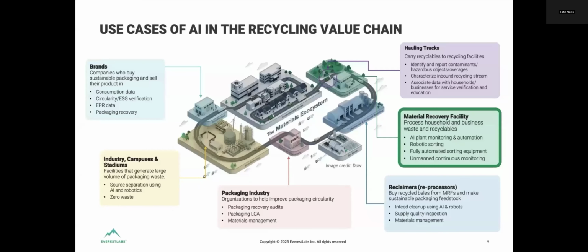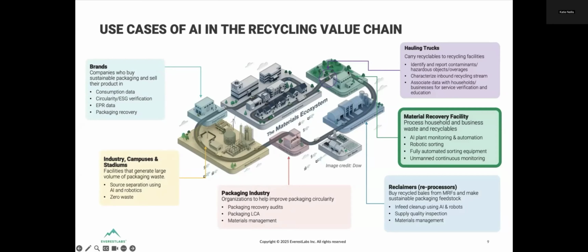Once you get good at identifying recyclables in the recycling stream, there are a lot of use cases for that AI model. This is a picture that I lifted from the internet, but it gives a good flow of the recycling value chain, starting from hauling trucks, going to processing facilities like material recovery facilities, to reclaimers, which then turn that material back into virgin material, going to the packaging company creating packaging out of that, which goes into businesses, and ultimately ends up back in recycling facilities.